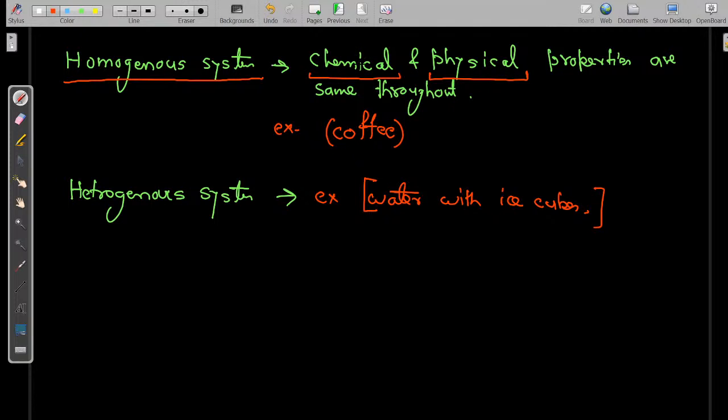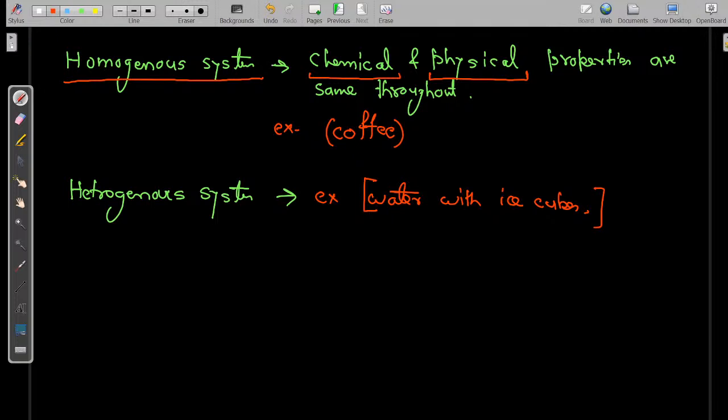In a homogeneous system, the chemical and physical both properties should be the same. Meaning chemically and physically both properties should be concurrently the same. It should not be that only chemical composition is the same and only physical composition is the same. Concurrently both properties should be same throughout the system. Then only we can say it is a homogeneous system. Otherwise we cannot. Okay.